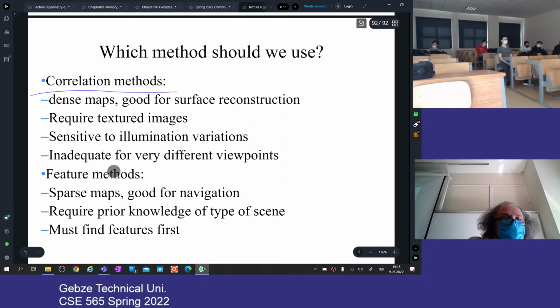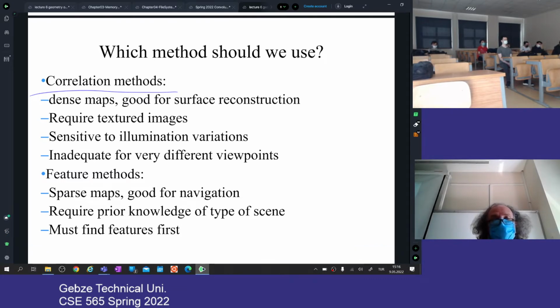And feature-based methods, they are sparse maps. They are not good for surface reconstruction, but they are good for navigation. Okay, and we need to run some kind of a feature detector first. This one doesn't require any feature detectors. Okay, good. We don't say that one of them is better than the other one. We say that it depends.